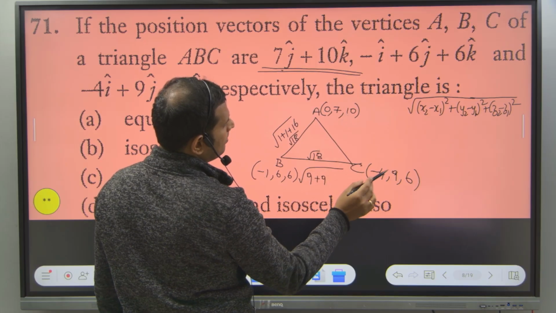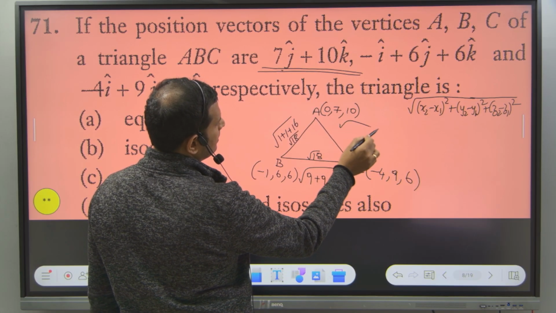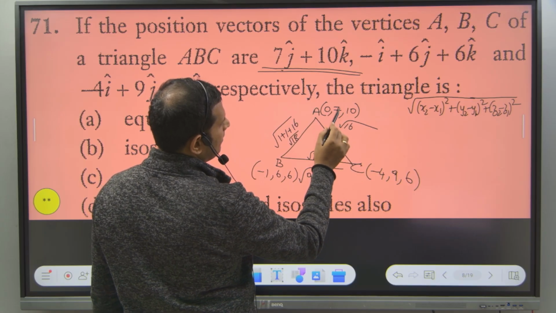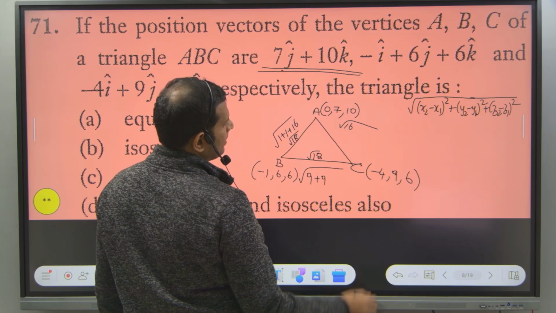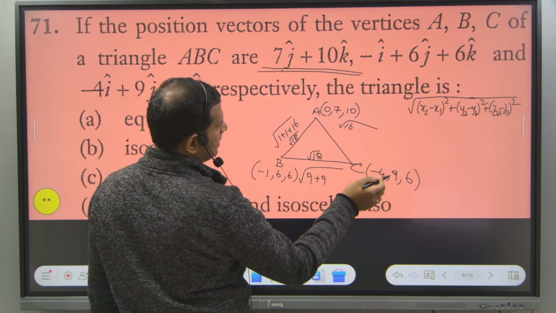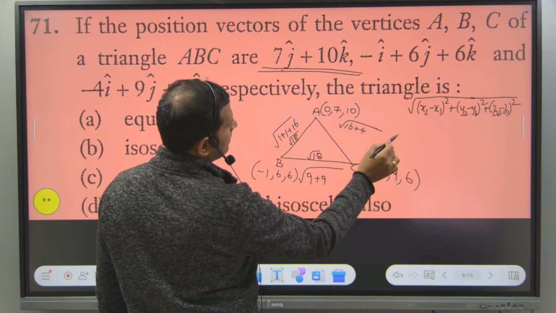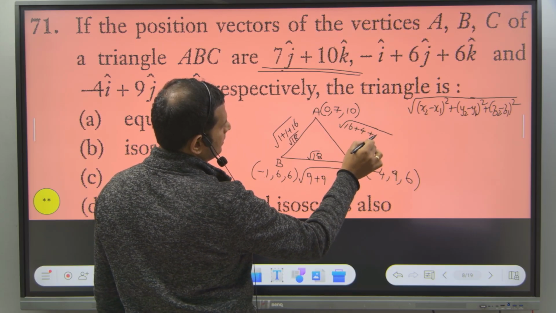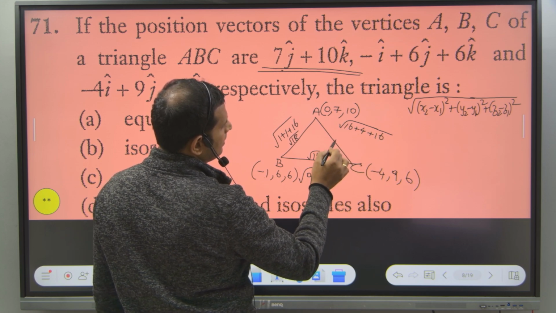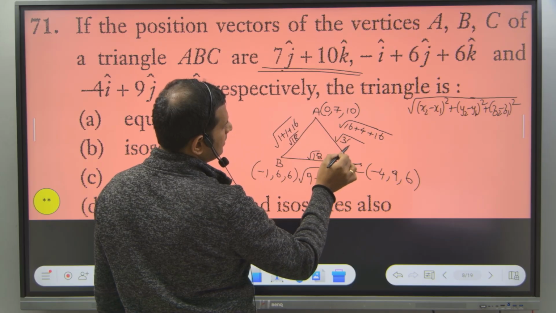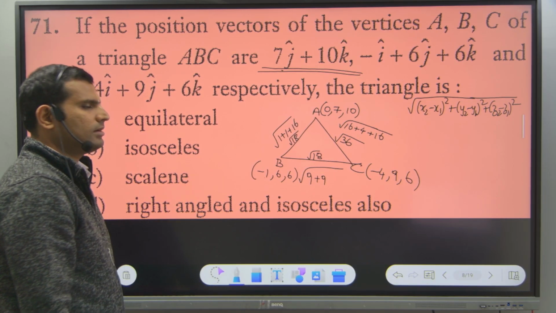0 minus of -4, that is 4. Square it and you will get 16. Then 7 minus 9 is -2. Square it, +4. And 10 minus 6, 4, squared is 16. So 16 plus 4 plus 16. Okay, very good. How much do you get here? Root 36.